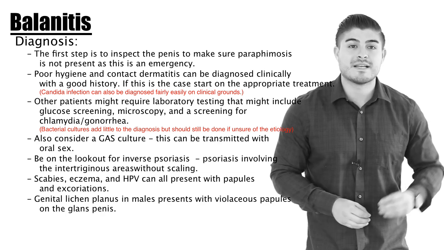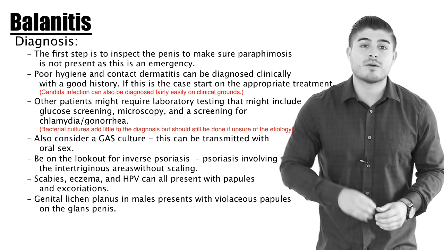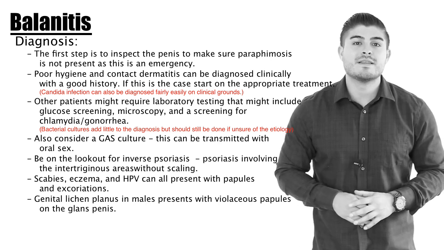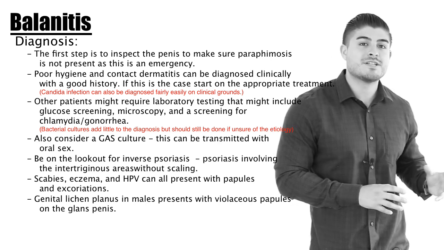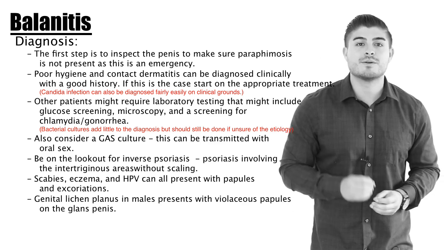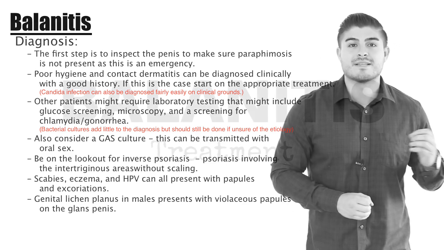Lastly, we want to look for lichen planus. Now, lichen planus can present on the genital area, and it's going to present with violaceous papules that are present over the glans. So these are different possible etiologies that might resemble Balanitis, these last few things here. We want to exclude these as the possible differential diagnosis.